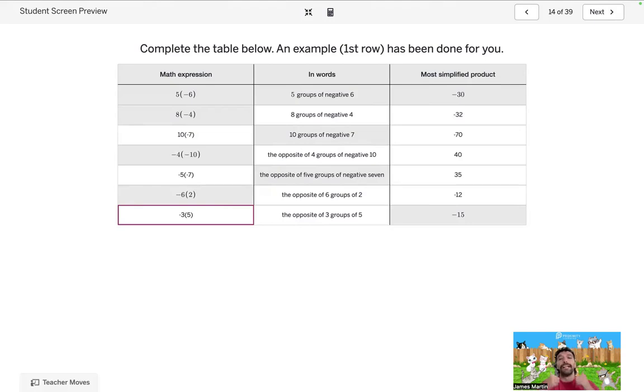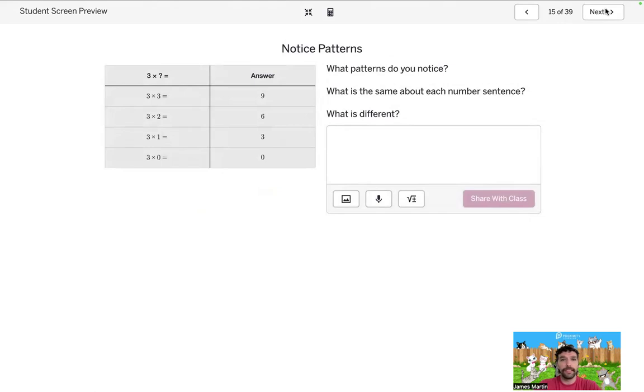All right, cool. That was our warm up. Let's go ahead and move on to the next thing. So we have patterns here. Let's take a look at our patterns. We got 3 times 3 is 9, 3 times 2 is 6, 3 times 1 is 3, and then 3 times 0 is 0.